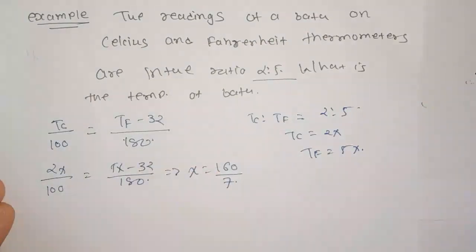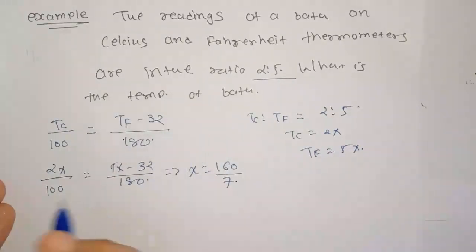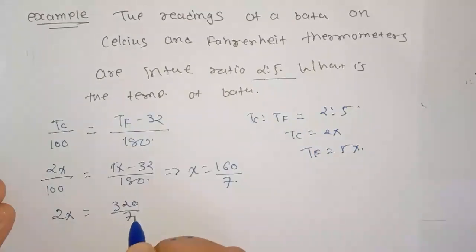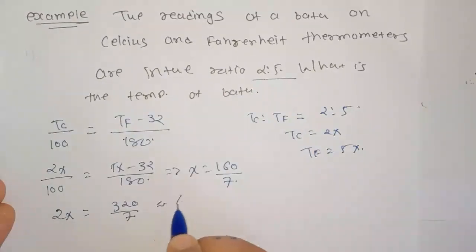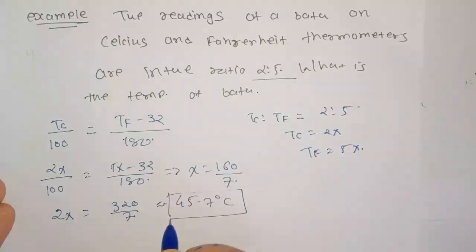So the temperature of the bath in the Celsius scale will be 2x, that is equal to 320 by 7, that is approximately equal to 45.7 degrees Celsius.